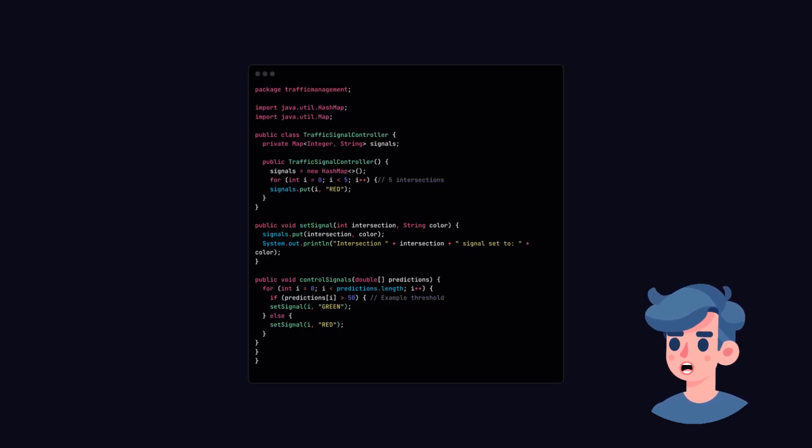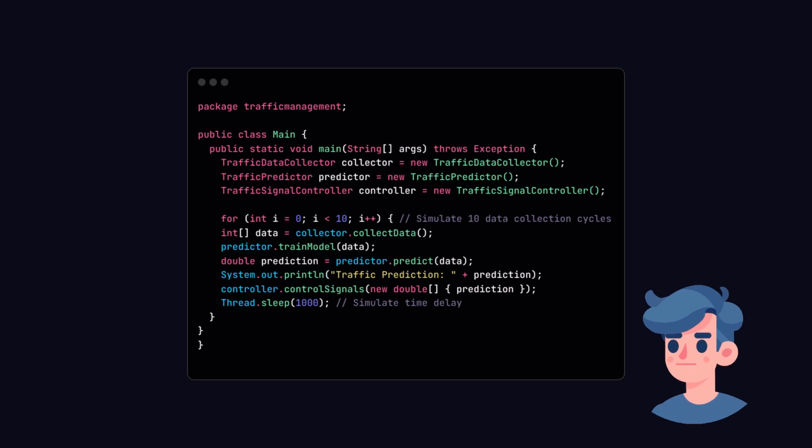Finally, let's implement the TrafficSignalController class. This will manage the traffic signals based on predictions provided by our TrafficPredictor. We will implement a simple logic to turn the signals green for intersections that require flow. Now, let's connect everything in our main application. We will simulate the traffic data collection, training our model, and controlling traffic signals based on predictions.